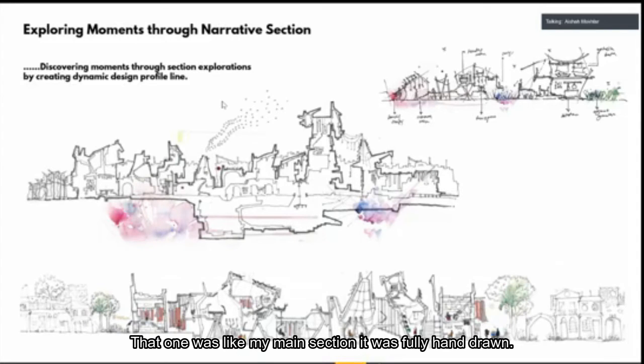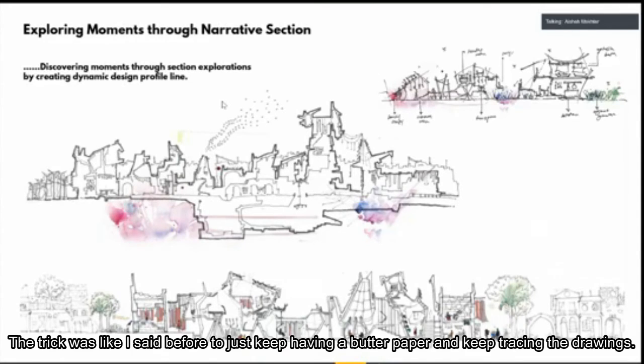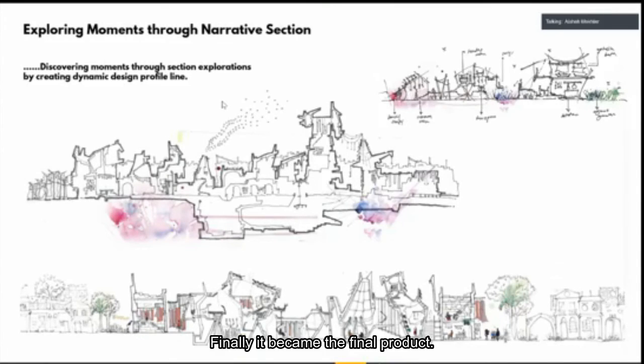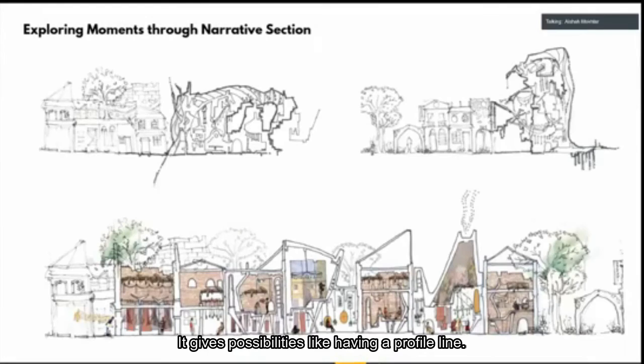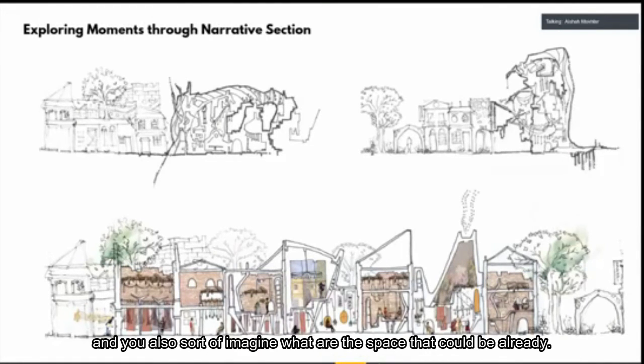It was fully hand drawn. I think I've drawn it millions of times. It was not just one drawing. The trick, like I said before, was to keep having butter paper and keep tracing the drawings, and then finally it becomes the final product. The drawings keep being refined. Having a profile line gives possibility, and we can already imagine what other spaces could be.